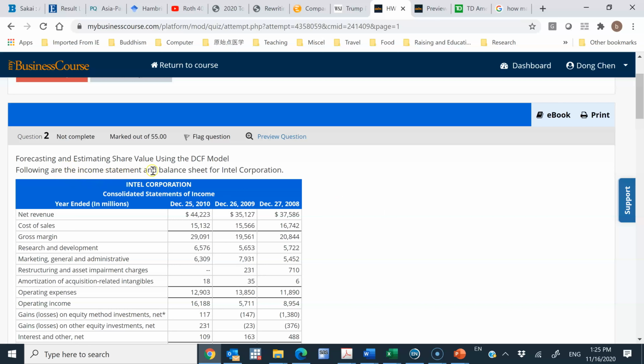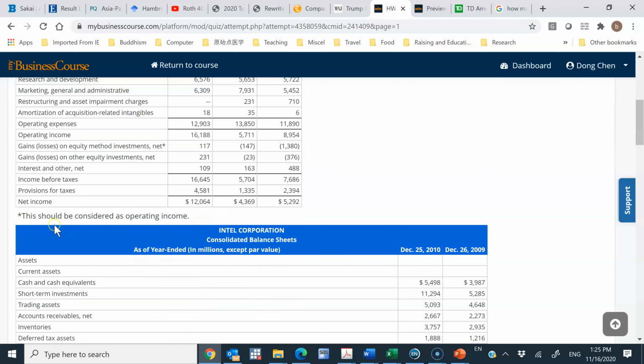Following are the income statement and the balance sheet for Intel Corporation. There's a footnote that refers to these gains, losses on equity method investments, net. This should be considered as operating income, and this will be useful when we calculate the NOPAT, because we'll need to know operating income, and then we'll adjust for the taxes on the operating income to get the net operating profit after taxes.